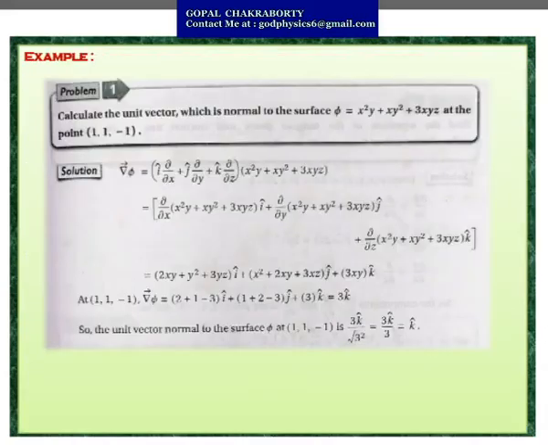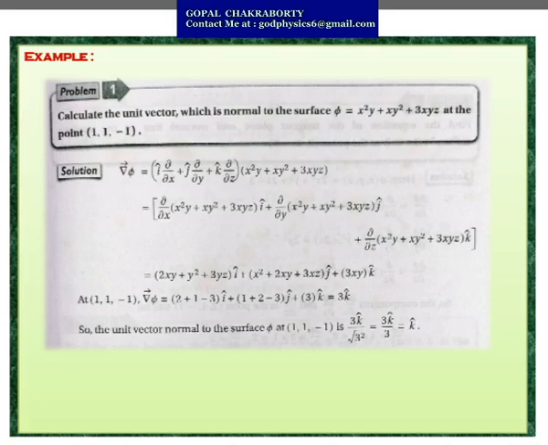Here is your first problem: calculate the unit vector which is normal to the surface phi. The equation is given, phi equals x square y plus x y square plus 3xyz, at the point 1, 1 and minus 1. So how will you solve this kind of problem? First you have to take the gradient of this scalar function phi. If you take the gradient of the scalar function phi, that will give you the vector which is perpendicular to that surface. So first of all I calculate here the grad phi.